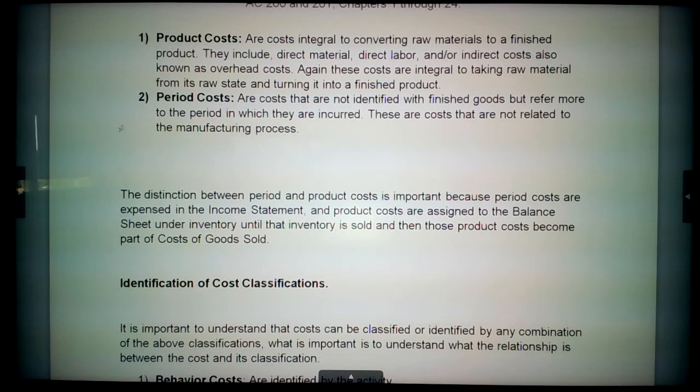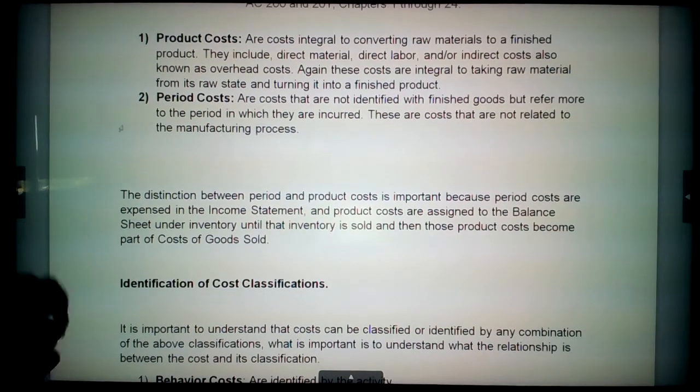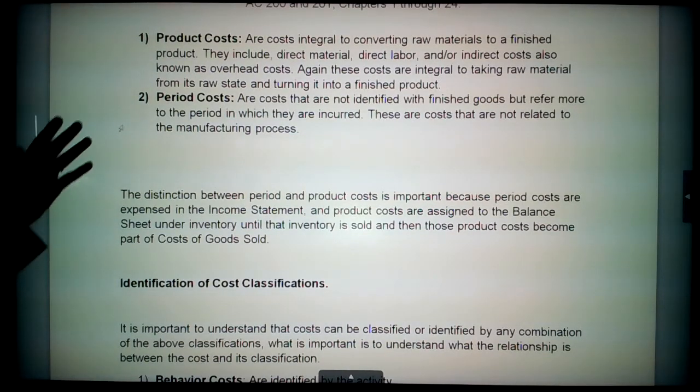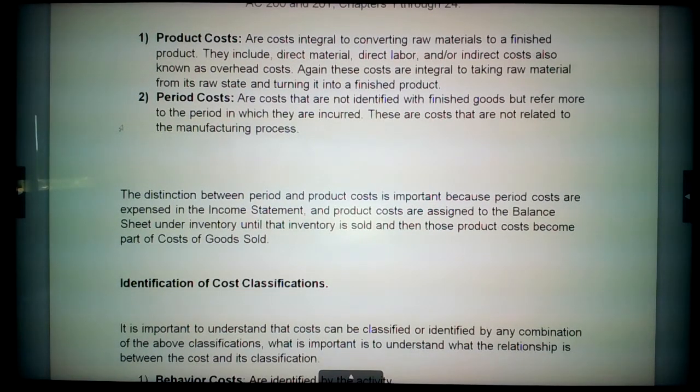Period costs are going to pretty much be everything else. If you can't trace it back to a single product or product line or product batch, then it's a period cost. Period costs are treated the same way that financial statement costs are.